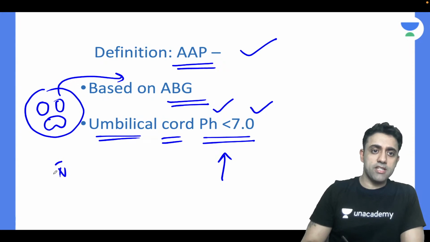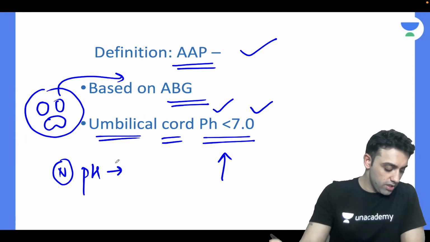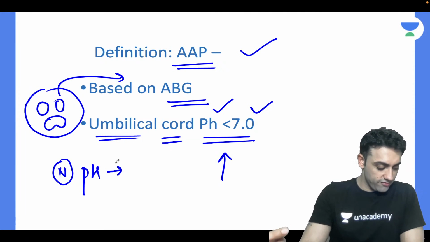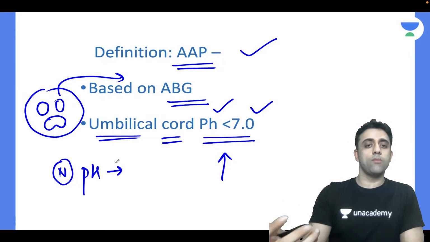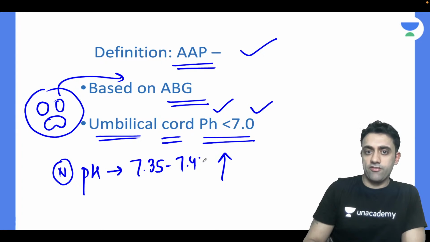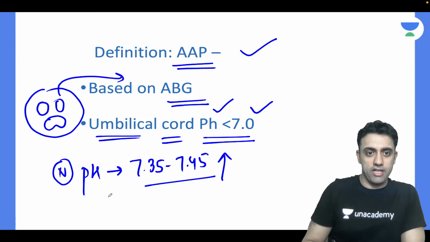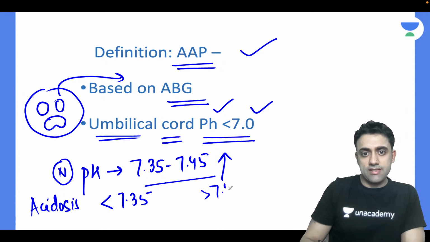What is the normal pH? Normal pH कितना होता है? Any random guesses? Vanilla, Shamir, Sandhu, Isha, Akanksha. Yes, Shamir. 7.35 to 7.45 is the normal pH of my body. Anything less than 7.35 will be known as acidosis, and anything more than 7.45 will be known as alkalosis.